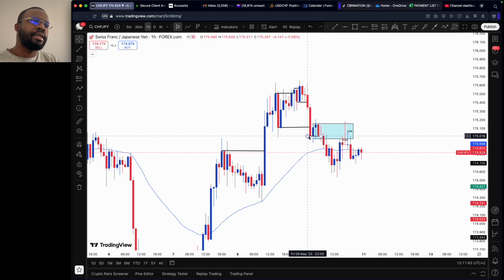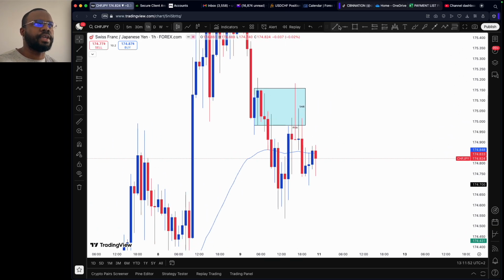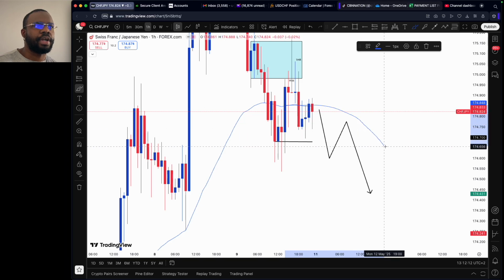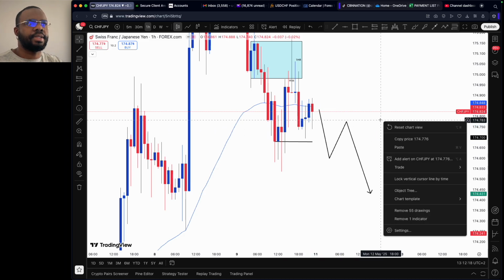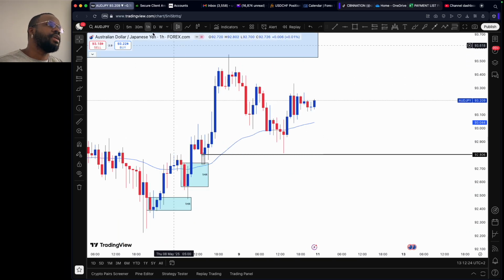So, what am I going to do? I'm going to watch out on this CHFJPY carefully. What I'm waiting for is, if this market really wants to sell, I want to see price close below this zone, then retrace back, then continue selling. I also have my dynamic support and resistance, which is the EMA above price. This gives me more confidence to continue selling this pair. So that is for CHFJPY. Then I have AUDJPY.